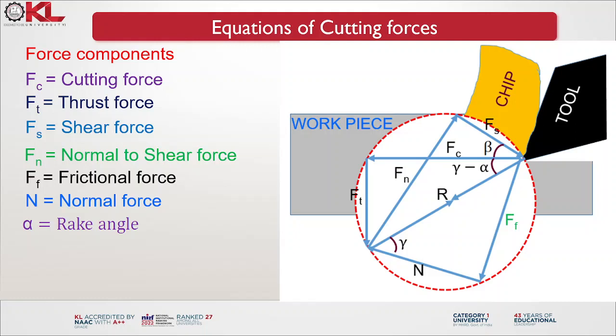And what are the different angles? Alpha is the rake angle, which we measure from the vertical line to the tool surface. Beta is the shear angle, from the horizontal line to the shear plane. Gamma is the friction angle, the inclination between the resultant and the normal. These are the main force components. Now we are going to derive equations to determine the cutting force, thrust force, shear force, normal to shear force, frictional force, and normal force, with the help of the rake angle, shear angle, and friction angle.